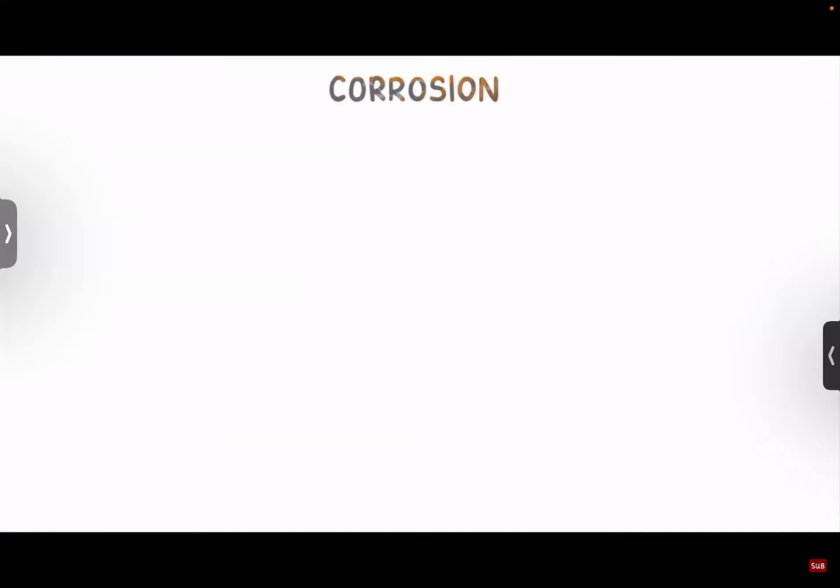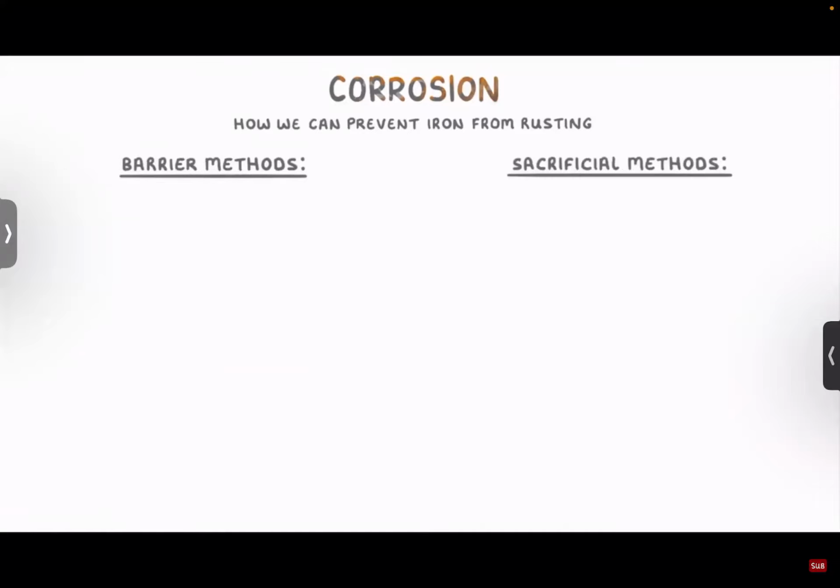The last thing we need to look at is how we can prevent iron from rusting. Generally speaking, we can split the methods into two main categories: barrier methods and sacrificial methods. The barrier methods work by preventing the oxygen and water from ever touching the iron, so that rusting can't take place. And there are three main types to know.